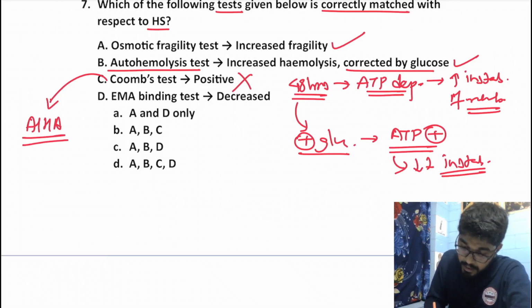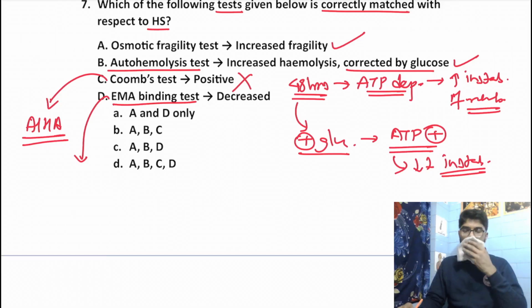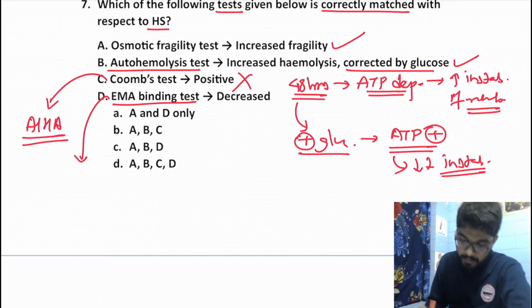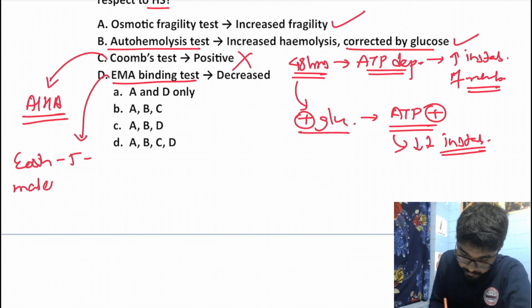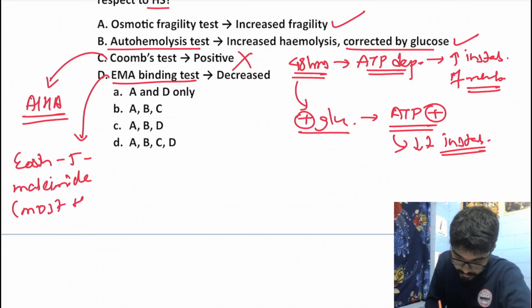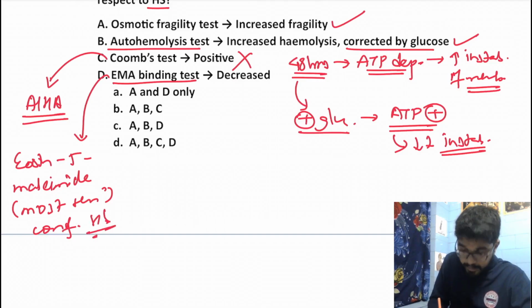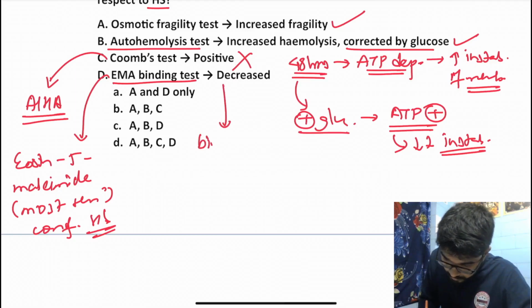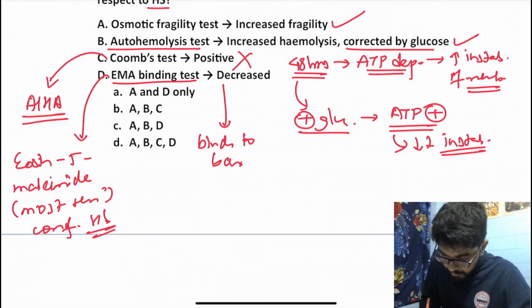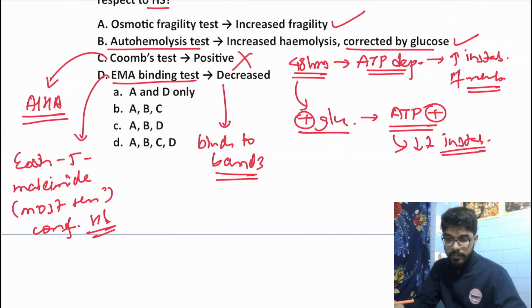Okay. EMA binding test. Now remember that EMA stands for eosin 5 maleimide. Eosin 5 maleimide binding test. This is the most sensitive test, and is considered confirmatory for hereditary spherocytosis. What happens? This binds to band 3. And since band 3 is defective, EMA binding decreases.